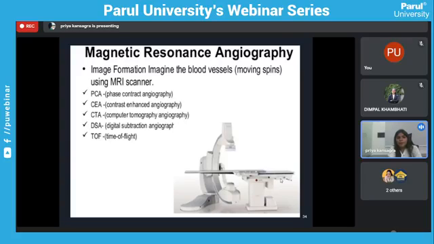There are different types of angiography like phase contrast angiography, contrast enhanced angiography, computer tomography angiography, then we have digital subtraction angiography and time of flight. These are a few of the angiographies that are performed on the patient to detect different areas and different vessels through a moving speed.